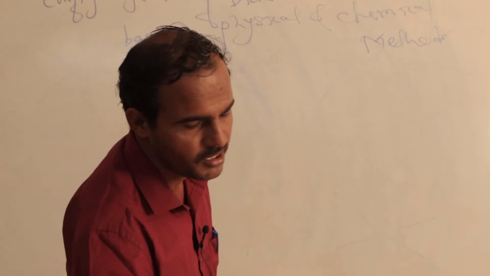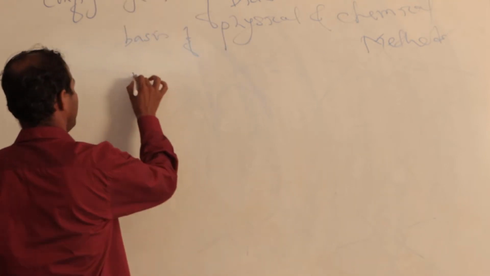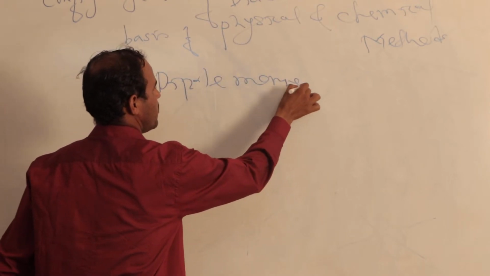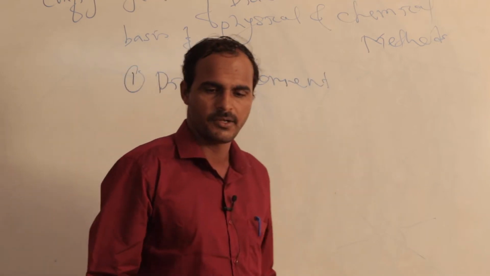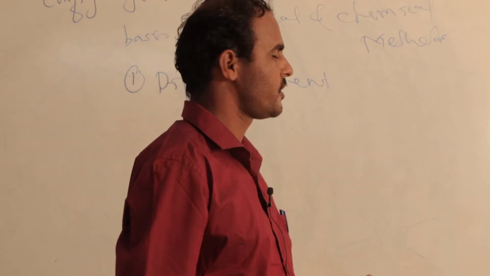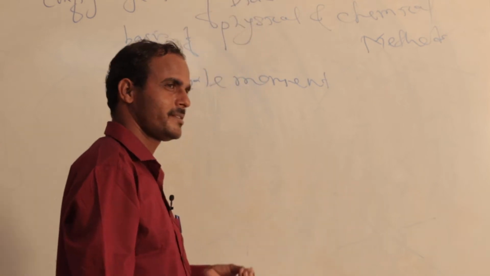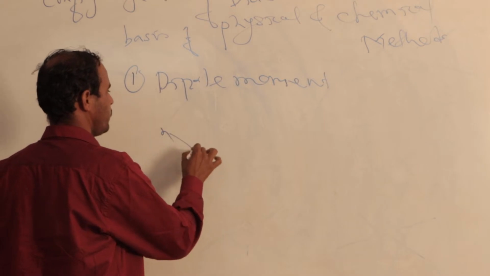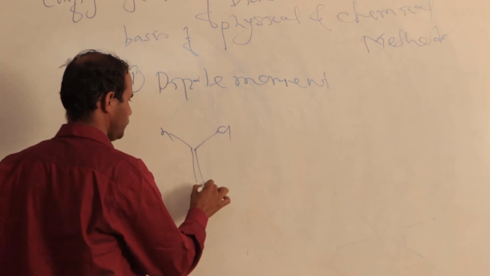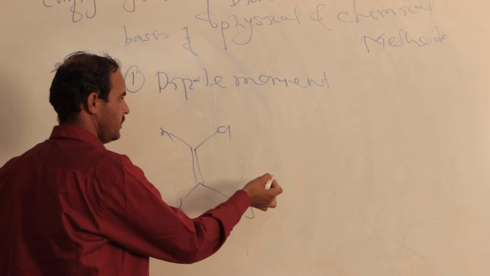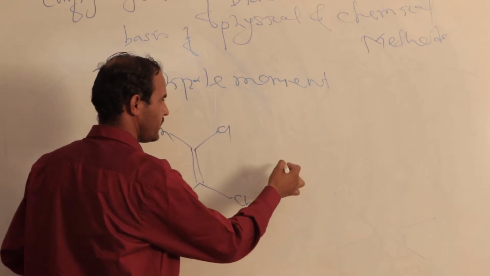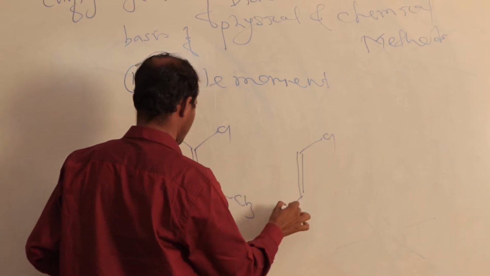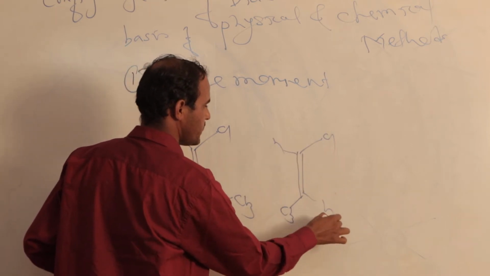So first point, that is dipole moment measurements. With the help of these measurements, you are going to study the configurations of diastereomers. If you consider the example, that is 1-chloropropene, this is the cis form. Another, that is the trans form. So this is their trans form.